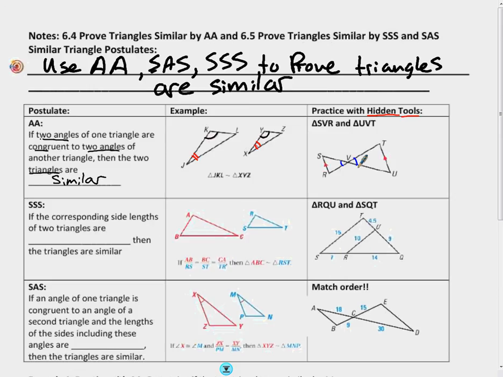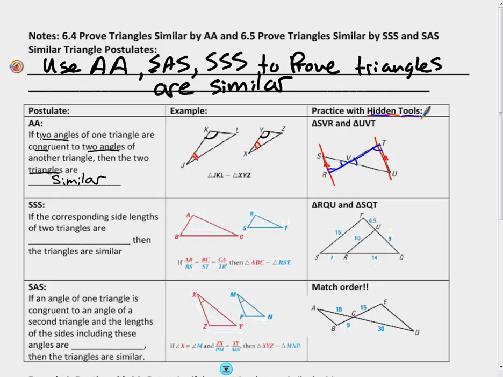Also, if I know that 2 lines are parallel, this line is parallel to this line, then those 2 lines are cut by a transversal, meaning that angle T is going to be congruent to what angle? R. And what would be the reason for those 2 angles to be congruent? Alternate interior angles. So, since I know alternate interior and I know vertical, I can use those hidden tools to show that those 2 triangles are similar to each other.